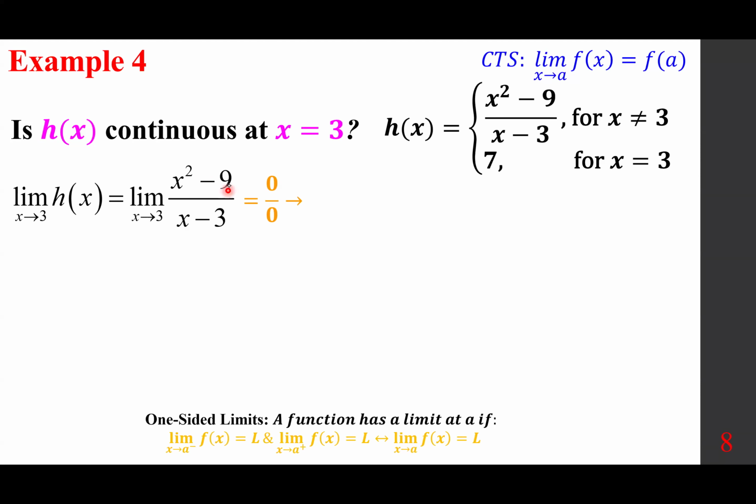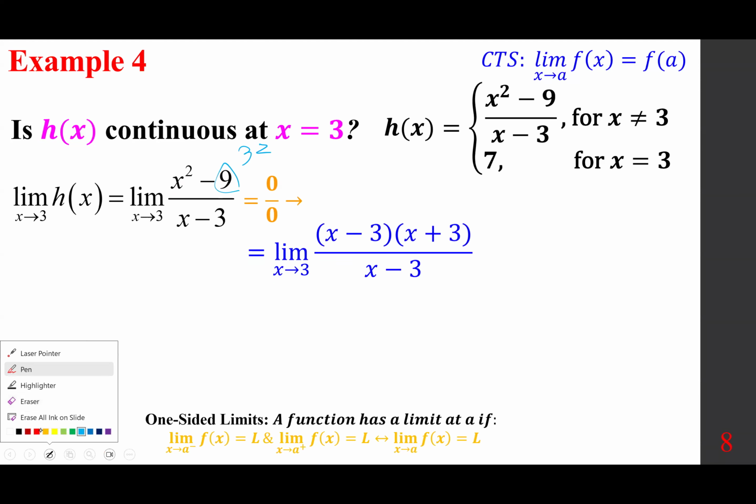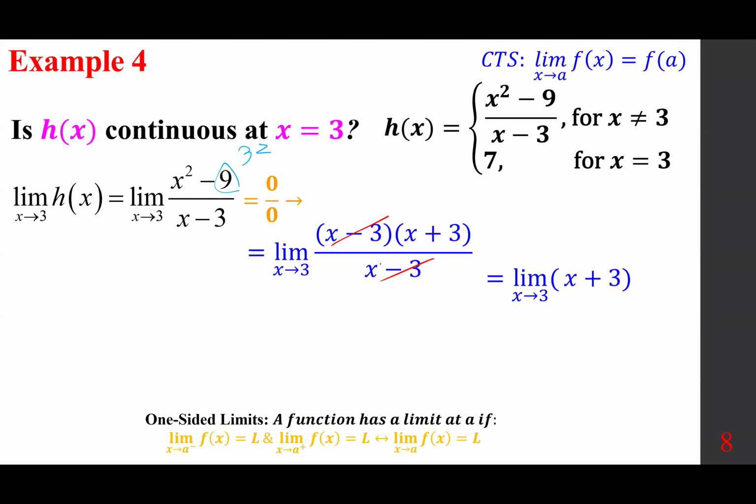The numerator is x squared minus 9, which is 3 squared. So x minus 3 times x plus 3. Common factor of x minus 3 is dropped. Limit of x plus 3 as x approaches 3, plug in. And the limit is equal to 6.